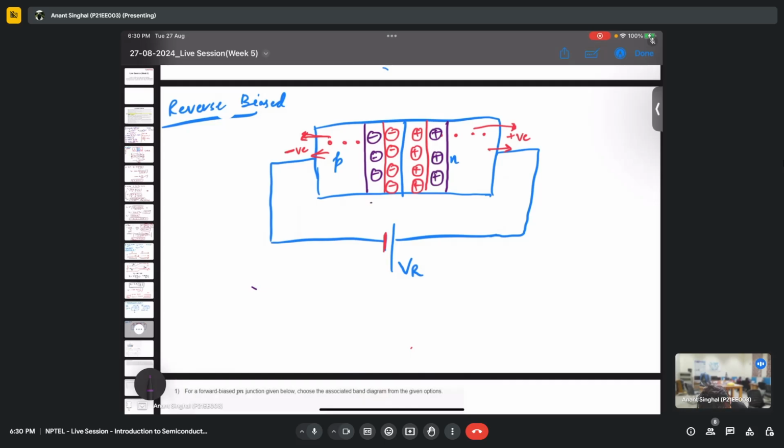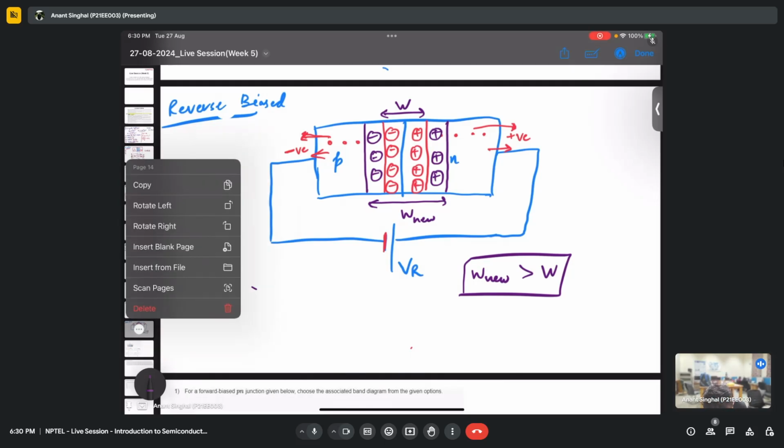Does it make sense? So earlier it was this, and due to the application of the voltage it has now become this. Let's say this is W new and this is W. So W new has become greater than W. Does it make sense to each and everyone? Okay, yeah. If this is clear, then maybe we can go for a band diagram now.